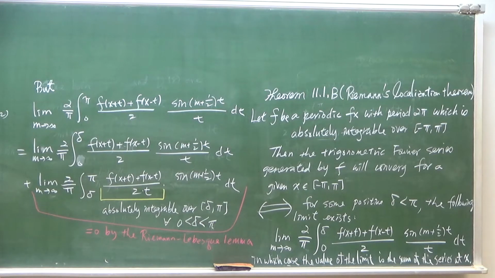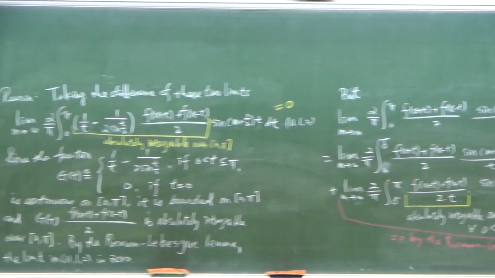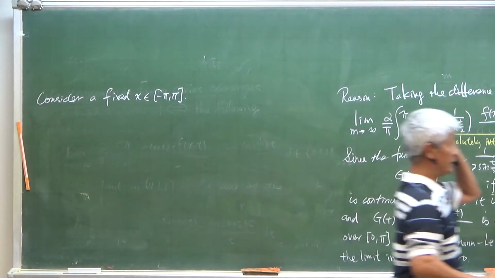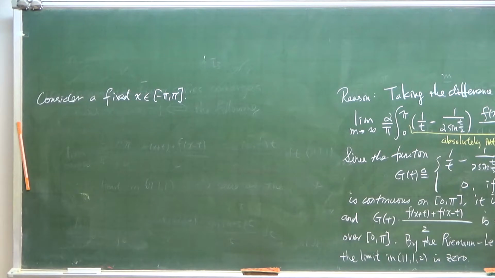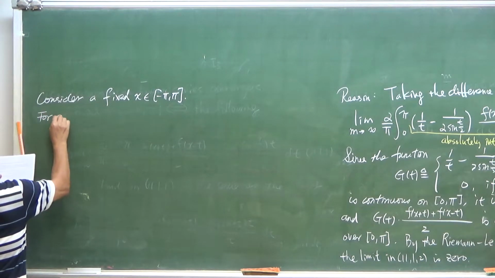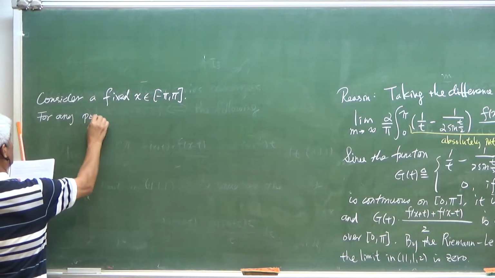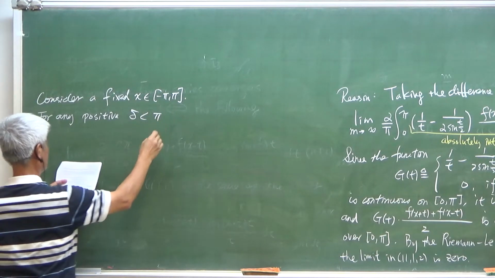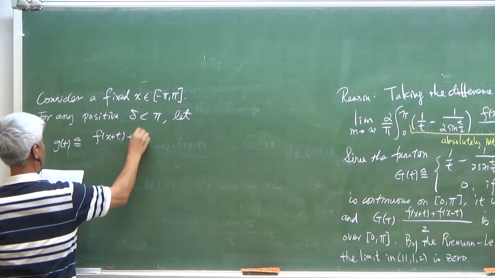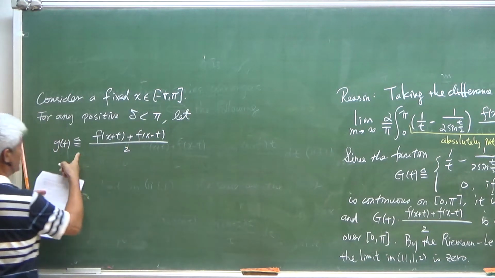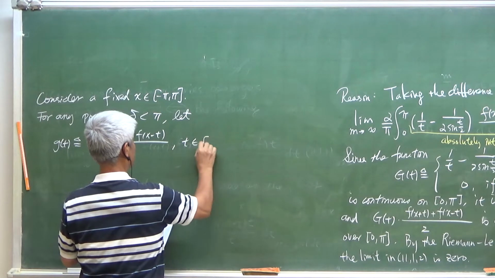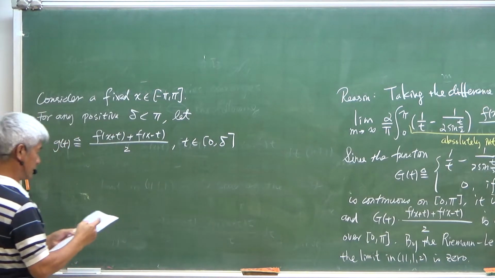Okay, so now we will consider a fixed x. We fix x because we want to know whether the trigonometric Fourier series converges at this point x. And for any positive delta, we let a function g of t be defined as follows. So x is fixed, so this average becomes a function of t, and t is defined in this interval from 0 to delta.